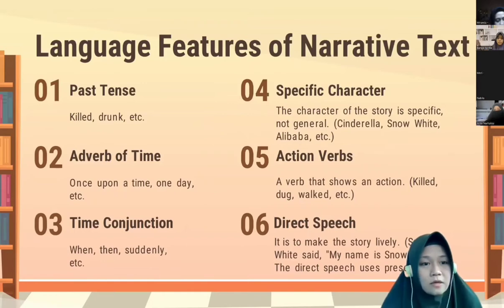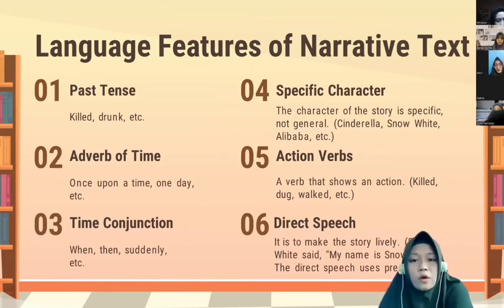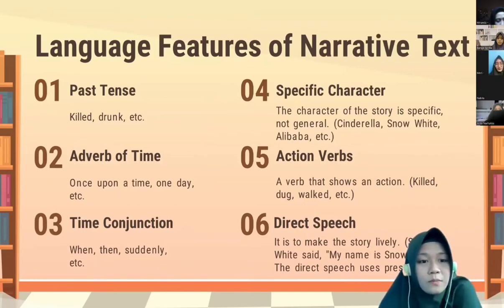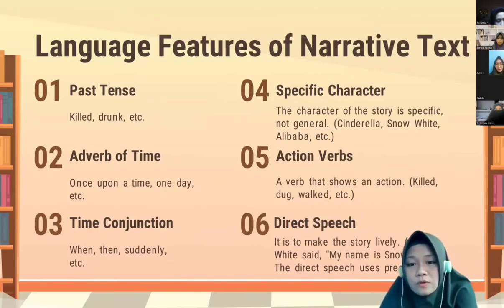As you can see, we can use words like killed, drunk, and etc. And then we also have adverb of time, like once upon a time, one day. And then we also have time conjunction, like when, then, suddenly, and etc. We also have a specific character here. And the character of the story must be specific, not general. Like here, for example, Cinderella, Snow White, Alibaba, and etc.